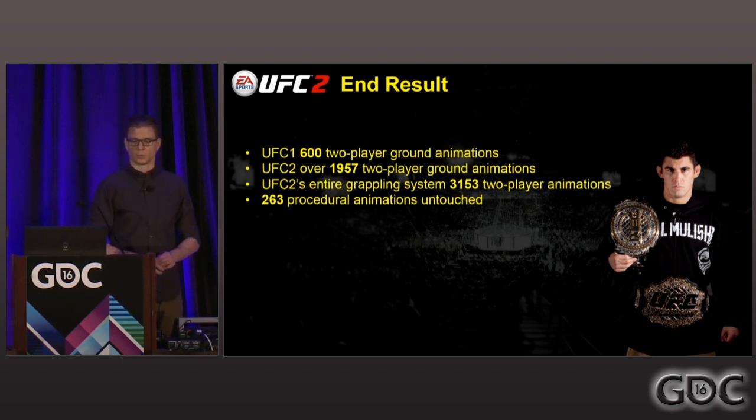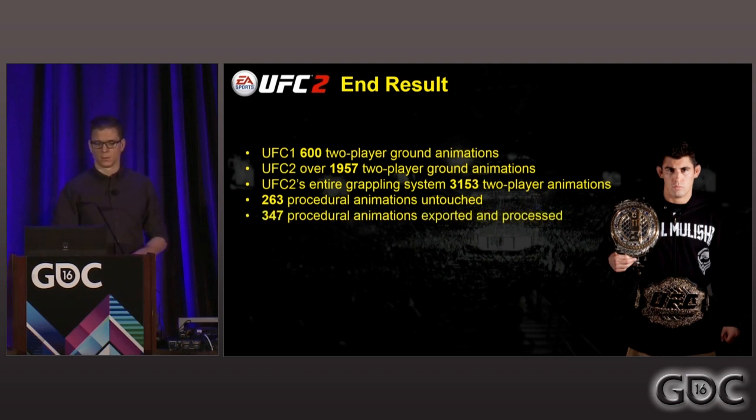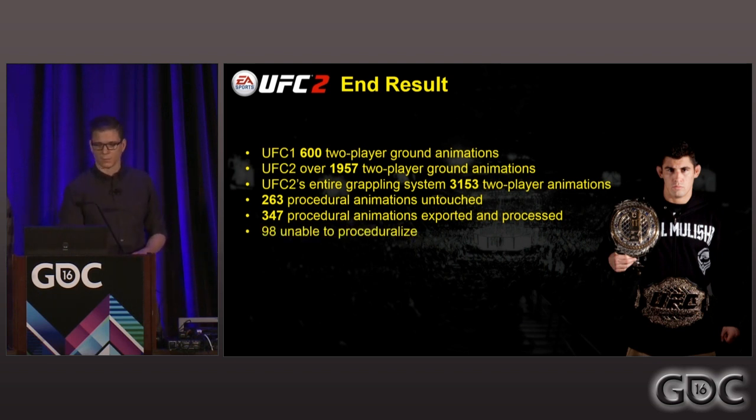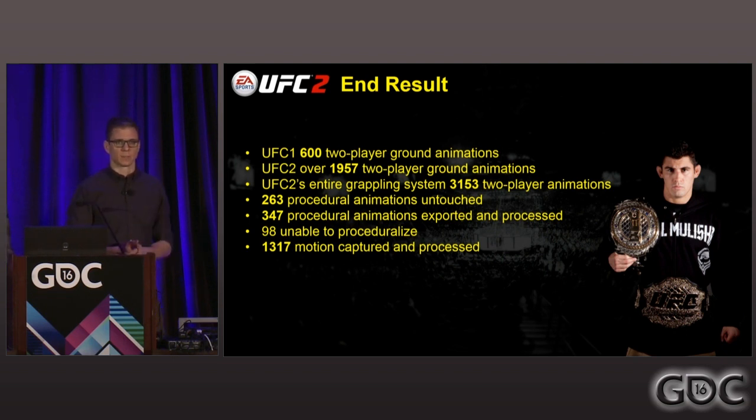263 of those were procedural, ran through Geoff's tool, and were untouched by an animator. 437 were procedural animations exported and processed, meaning an animator touched them. For 98, it was data that was unusable from Geoff's tool, so we had to go and actually re-capture those and clean them up the old school way. And then 1,317 transitions we actually went and captured and cleaned up in our capture lab. That's UFC 1 and UFC 2 combined.